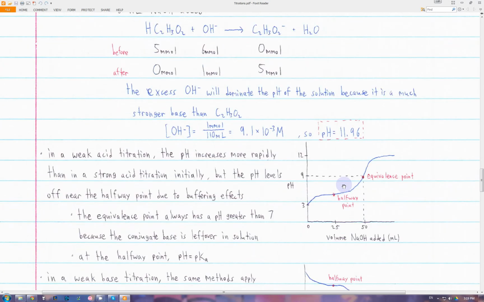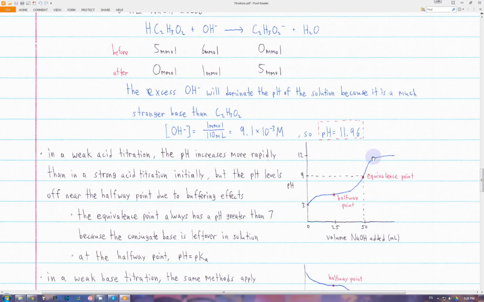So the pH curve of a weak acid strong base titration looks something like this. At the very start, the pH will increase more rapidly than in a strong titration, but then it starts to level off because it forms that buffer, and we know that buffers are resistant to changes in the pH. The greatest buffering effects occur at the halfway point, since we know the greatest buffering is when the concentrations of the weak acid and its conjugate base are equal, which is what happens at that halfway point.